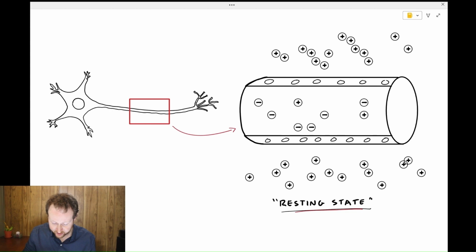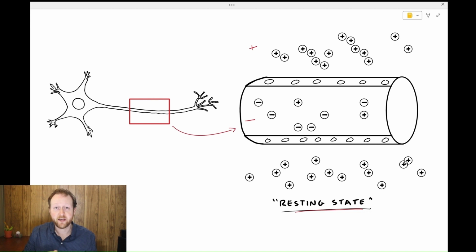And outside of the axon, we have a large number of positively charged ions. Now, an ion is just a charged atom. So what we have here is a larger concentration of positively charged ions outside of the neuron, and here inside the neuron's axon we have more negatively charged ions. So we say there's a negative net charge, and all this means is that the inside of the neuron compared to the outside of the neuron is more negatively charged.